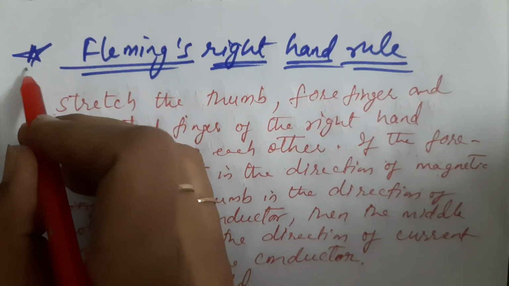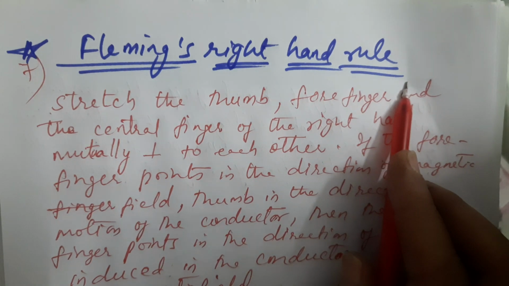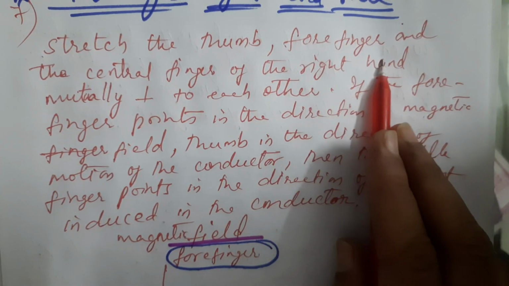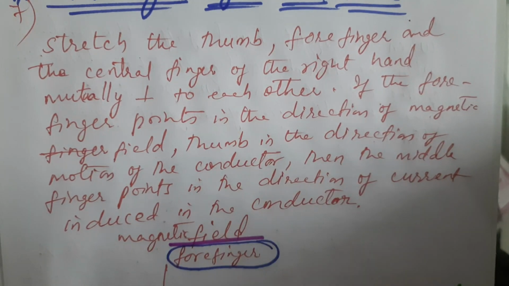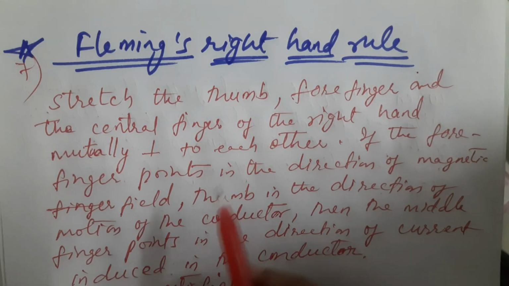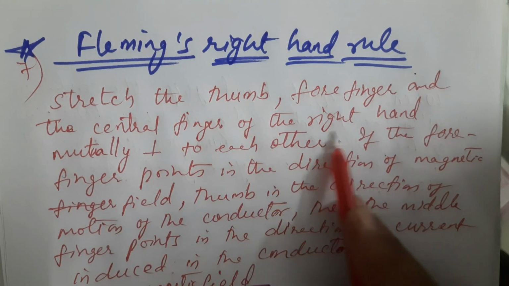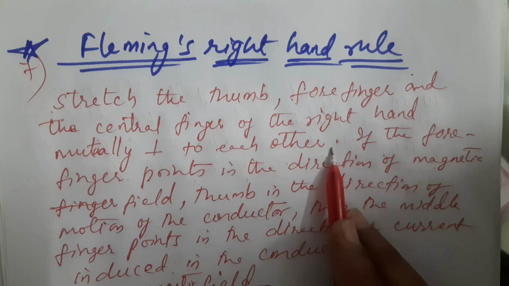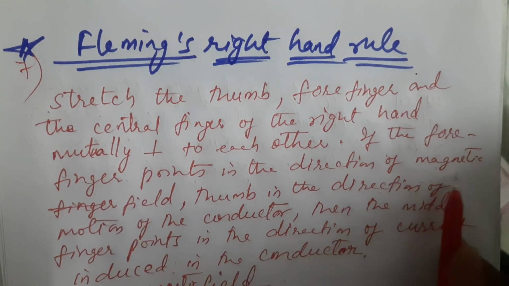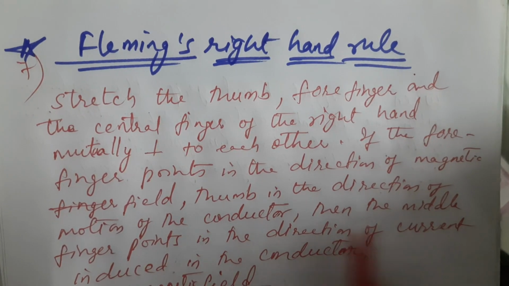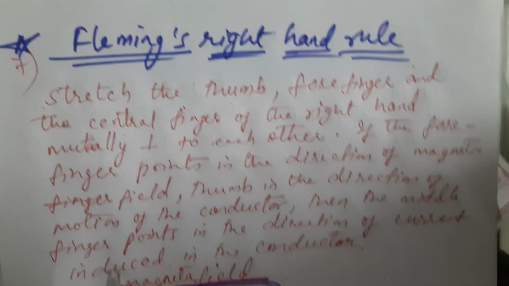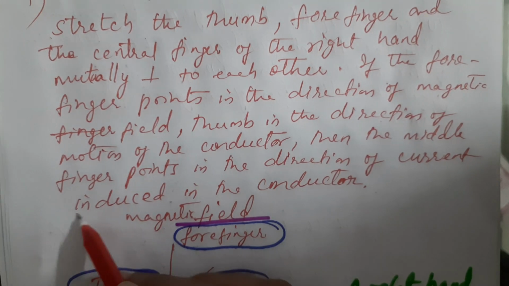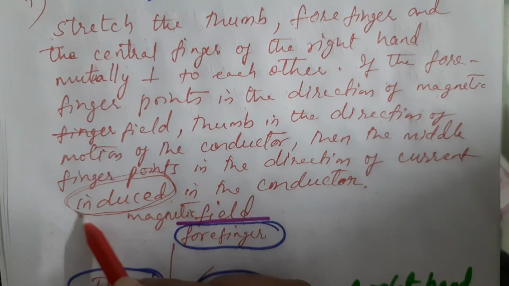Now the last one, the seventh law, which is Fleming's right hand rule. Again in the same way, stretch the thumb, forefinger and the central finger of the right hand mutually perpendicular to each other. Like the previous case, this is related to the right hand. If the forefinger points the direction of the magnetic field, the thumb the direction of the motion of the conductor, and the middle finger points the direction of the current induced in the conductor. So here the word induced is used. You need to concentrate on that.